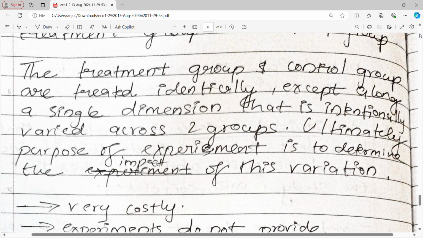That is, if the purpose of the experiment is to know whether students getting economic aid for study affects the education of those students, two groups will be made, and in one group the students will be provided with economic aid, and in the other group the students will not be provided with economic aid. Okay, that is the variation. Intentionally varied, the economic aid to study. So that is the ultimate purpose of the experiment, to determine the impact of this variation.